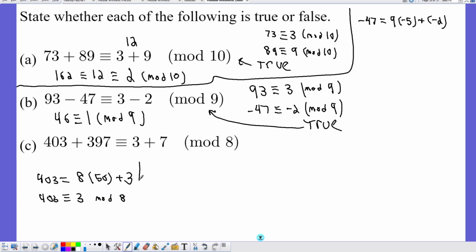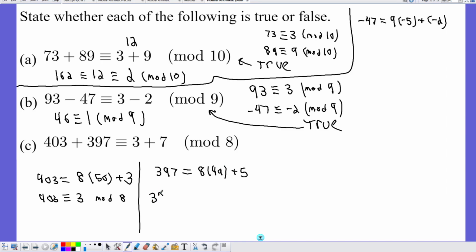Next, we have to establish the 397. Okay, well, again, 397 is pretty close to 400, but not quite there. So I would have to do 8 times 49, 8 times 49 being 392. But to get to 397, I would have to add 5 to that as my remainder.